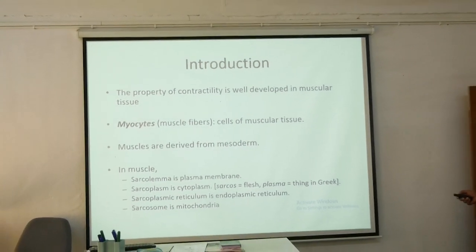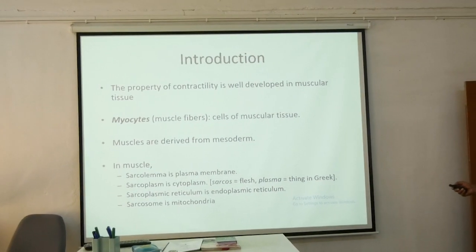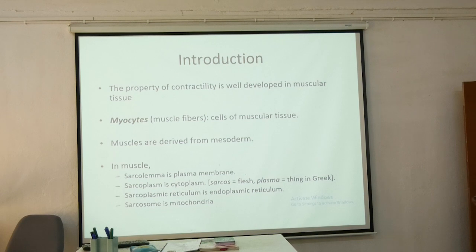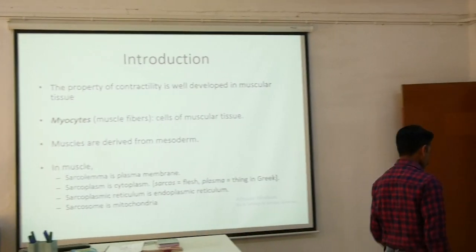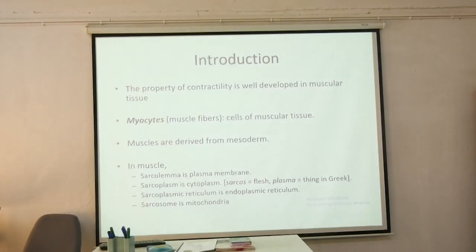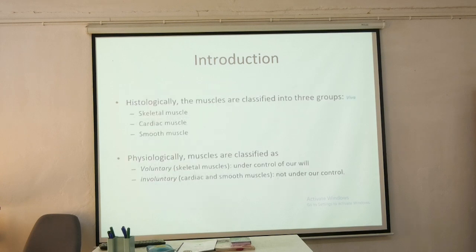Now, the myocyte: muscle fibers, cells of muscular tissue. Muscles are derived from mesoderm. This is an embryology topic: ectoderm, endoderm, mesoderm. Muscles are derived from the mesoderm. In muscle, the sarcolemma is the plasma membrane, the sarcoplasm is the cytoplasm, the sarcoplasmic reticulum is the endoplasmic reticulum, and the sarcosome is the mitochondria.